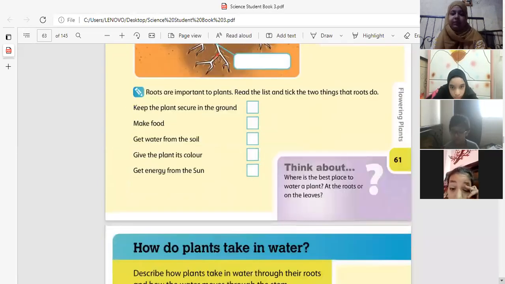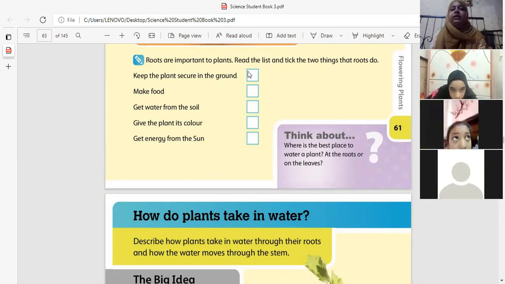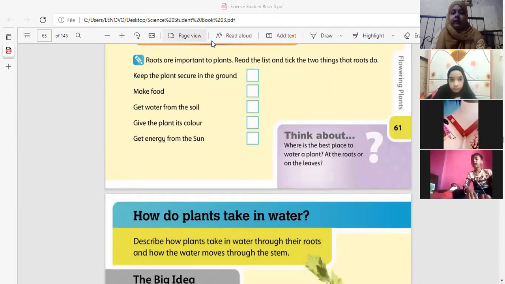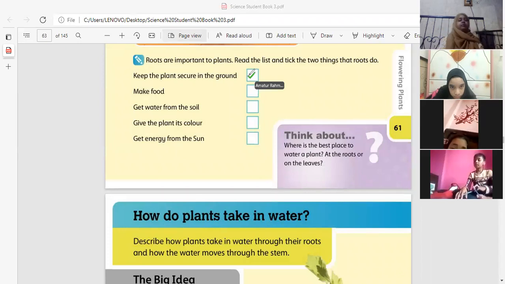Again, labeling the different parts of the plant. Chalo. Roots are important to plants. Read the list and pick the two things that roots do. What are two things that roots will do? Keep the plant secure in the ground, right or wrong? Yes, ma'am, it is a function of roots. Keep the plant secure in the ground. Is it the function of root? Yes or no? Yes.